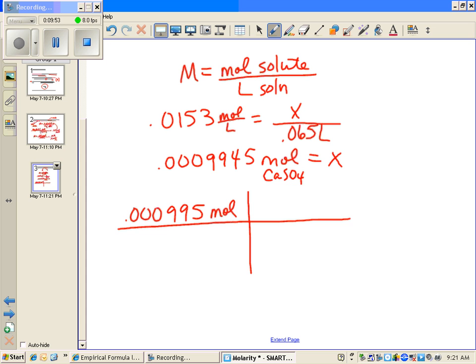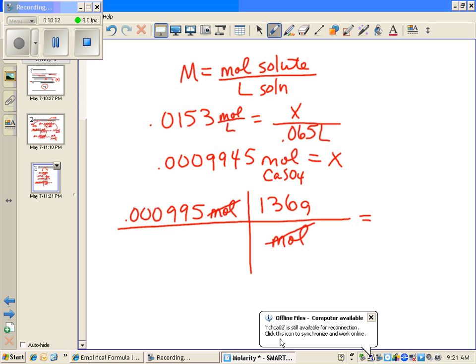And so what I'm going to do is I'm going to look up calcium. Calcium's 40. Sulfur's 32. Oxygen 16 times 4 is 64, and that's going to give us 136. I'm going to put my 136 on top because I want moles to cancel out right there. So I'll now say that number times 136, and I got 0.135 grams of calcium sulfate.